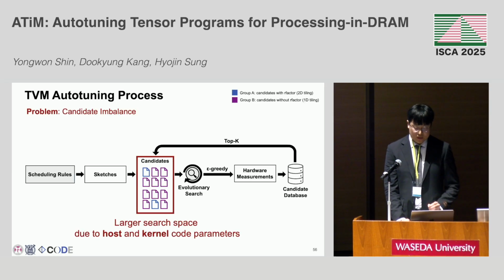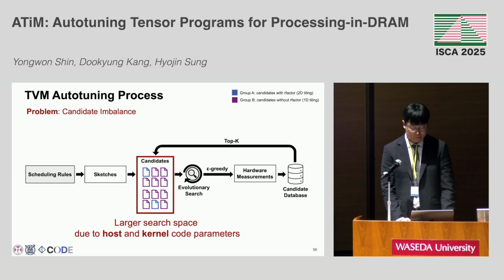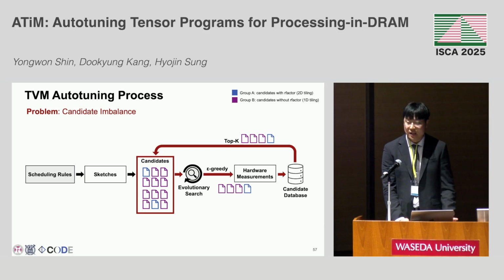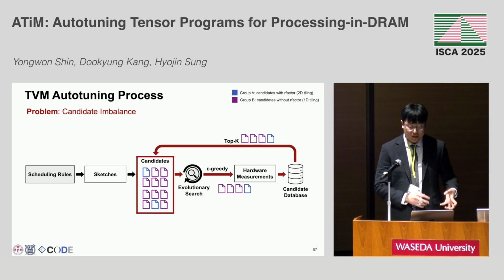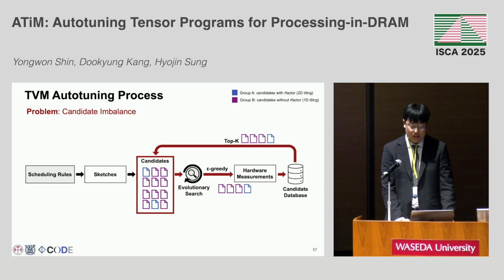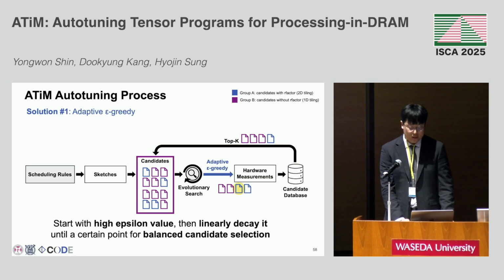On UPMEM, we observe that the default TVM autotuner struggles to tune both host and kernel parameters efficiently due to a complex and larger search space than the CPU. Because there are so many candidates, standard epsilon greedy and top K selection don't explore enough in early iterations. This causes the search to quickly focus on one group, even if better options exist, highlighting the need for stronger exploration. So ATiM proposes two mechanisms.